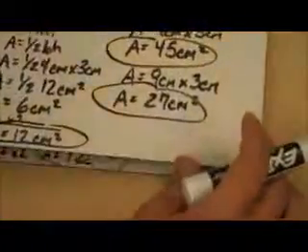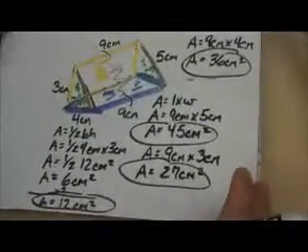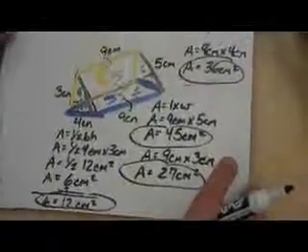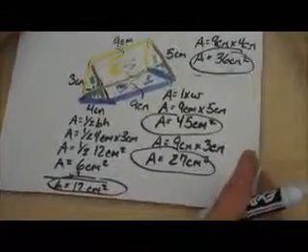If I add all of these up, I should be getting the same result, 120 centimeters squared. The key to all of this, guys, is having enough paper and enough patience to work everything out completely and keep it in an orderly fashion. If you do this, it's easy.